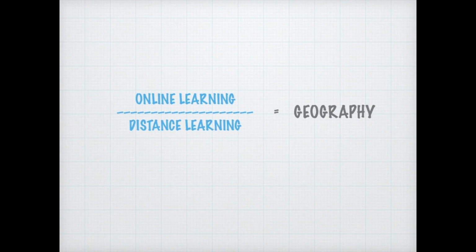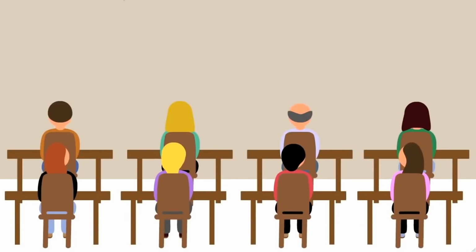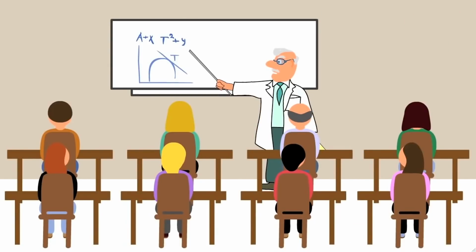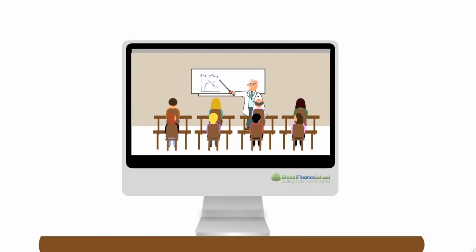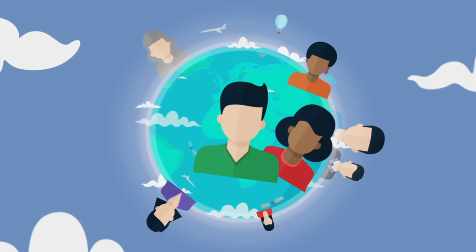Essentially, the major difference between online learning and distance learning is geography. Students can be together with an instructor and use online learning, but distance learning implies that the students and their instructor are separated.